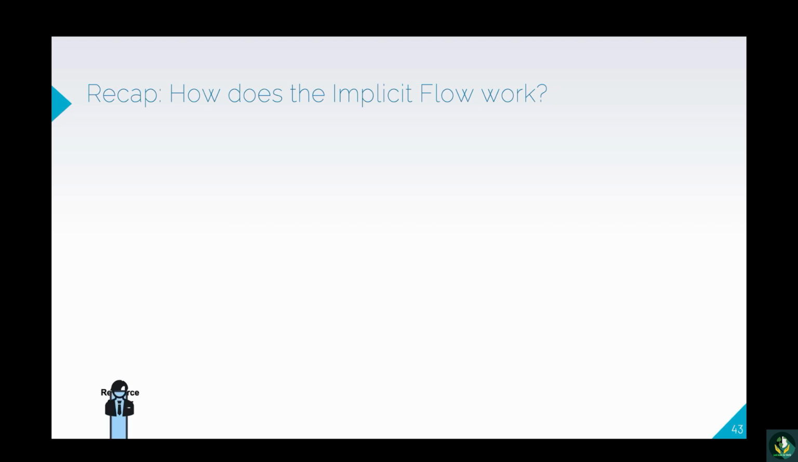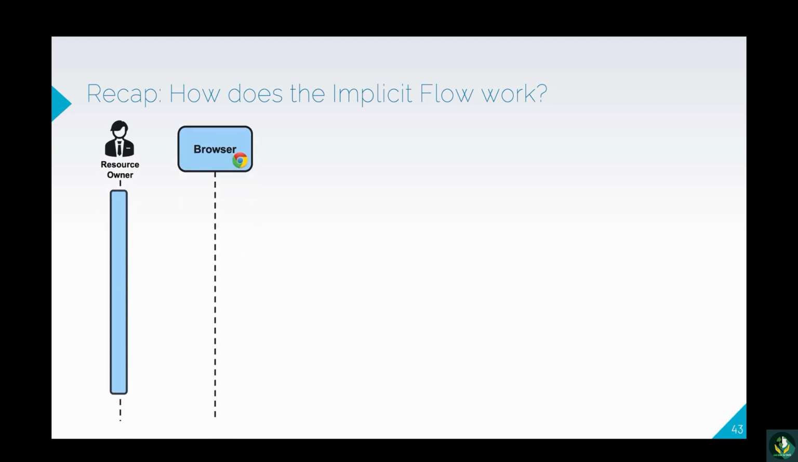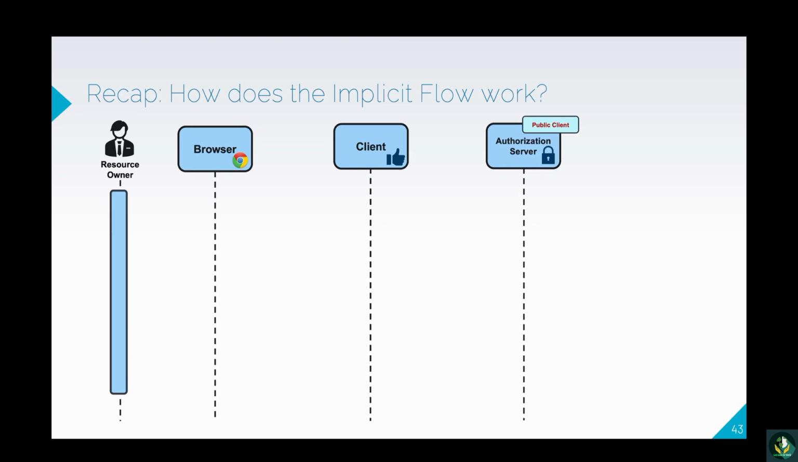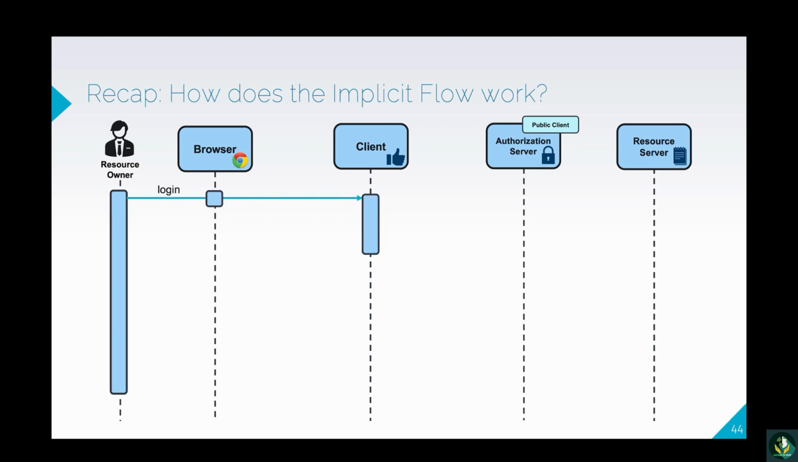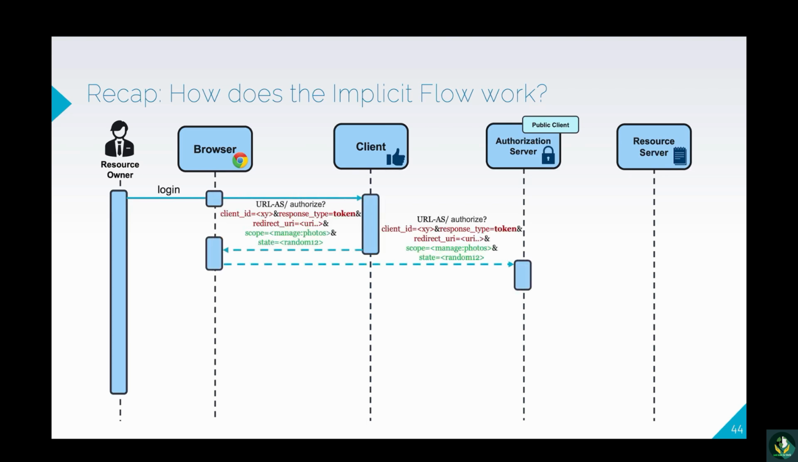We have the key players: the resource owner, the browser where the client runs, the client application itself, the authorization server where the client is registered as a public client, and the resource server. The resource owner initiates the request by wanting to log in. The client redirects the resource owner via the browser to the authorization server with this redirect request. Note that the response type must be set to token, indicating that the implicit flow is being used.